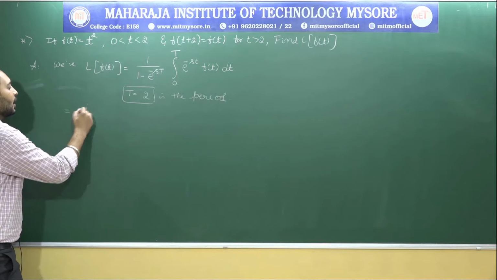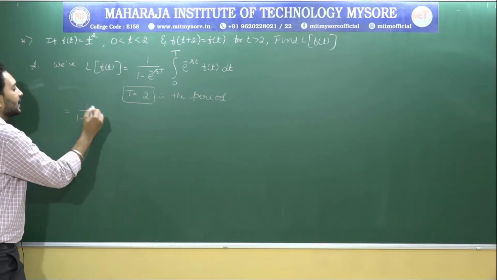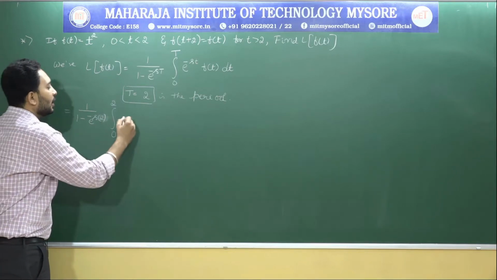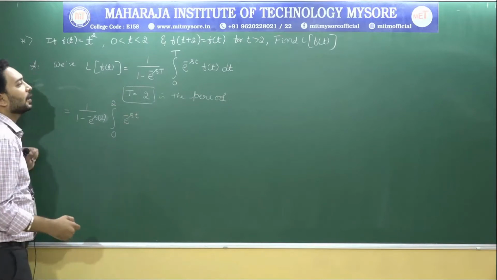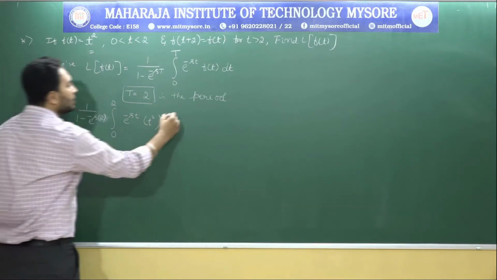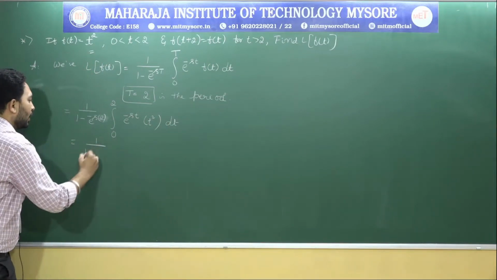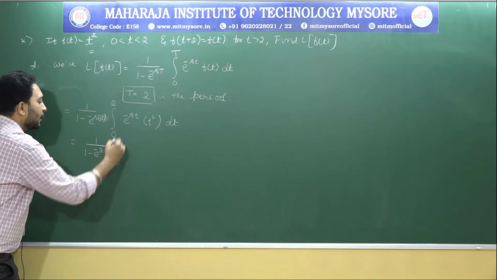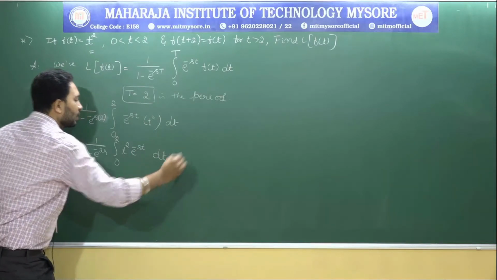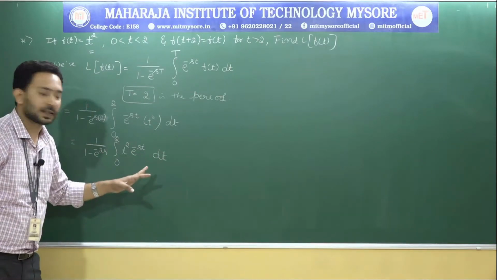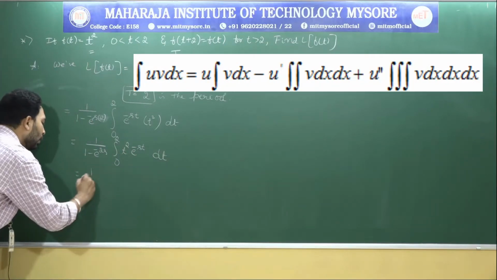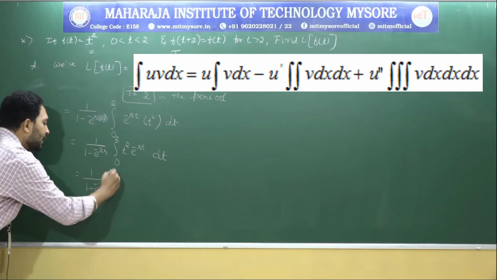We will get 1 divided by 1 minus e power minus s into 2, integral from 0 to T e power minus st into f of t. What is f of t? It is t square into dt, that is 1 over 1 minus e power minus 2s, integral from 0 to 2 t square into e power minus st into dt. Next we need to integrate this by integration by parts: t square into e power minus st.